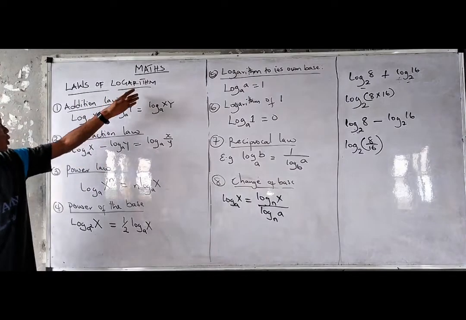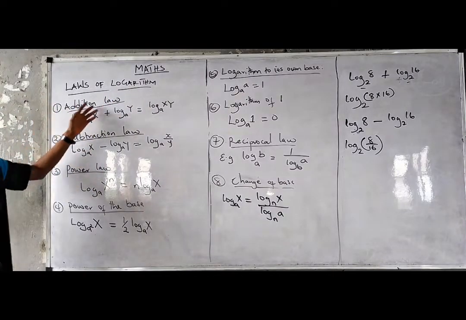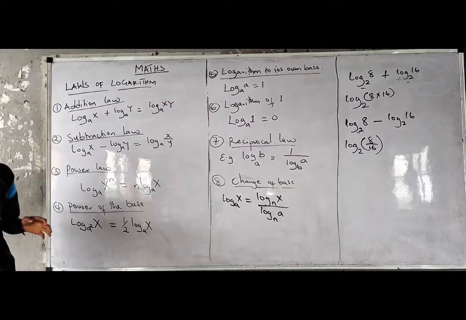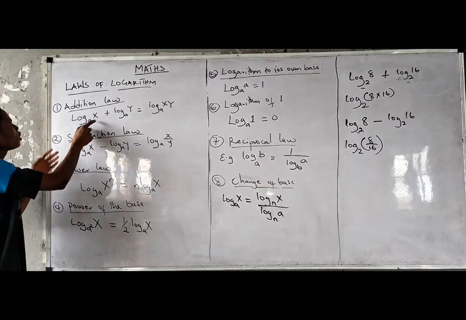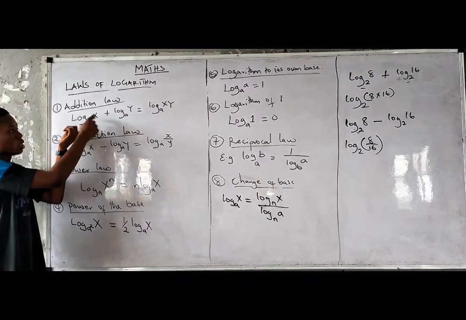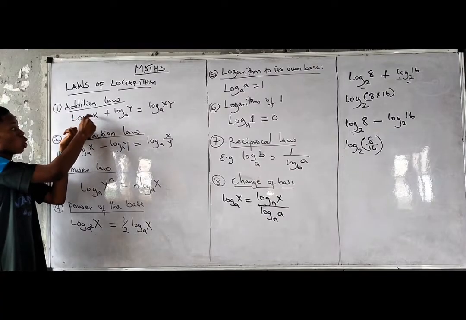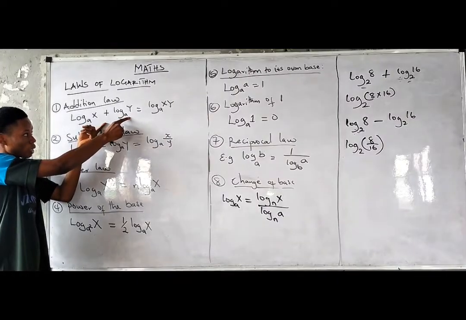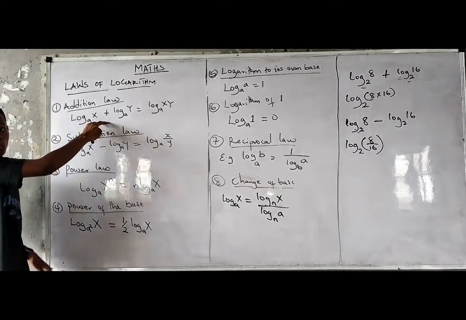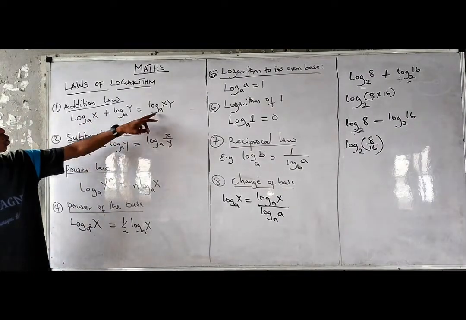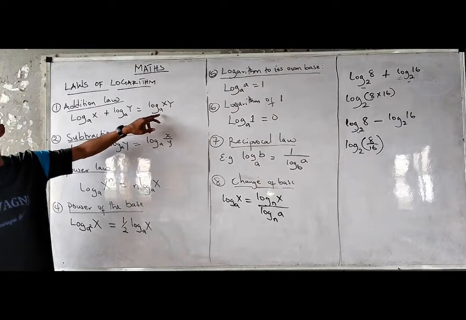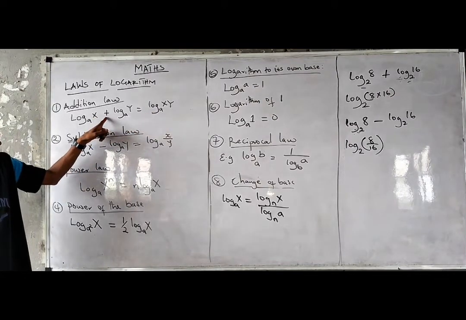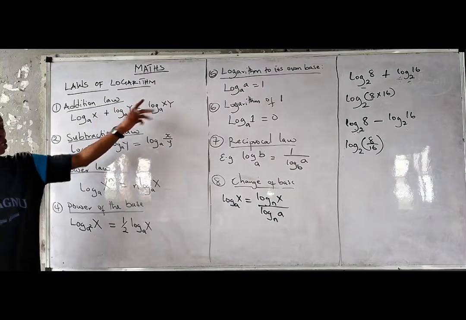So, laws of logarithm. The first one here is the addition law. If the bases are the same, this is log x in base A plus log y in base A. The bases are the same, is it not? If the bases are the same, what you do is just take one of the base. Then since this is plus, what you do to the logarithm is you multiply.